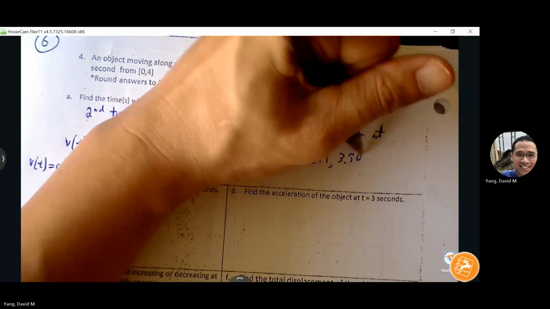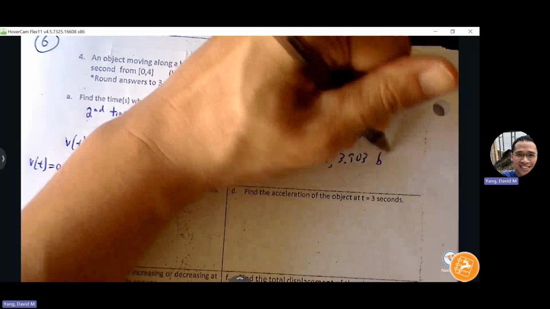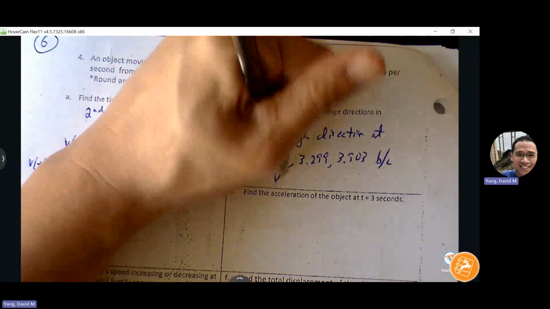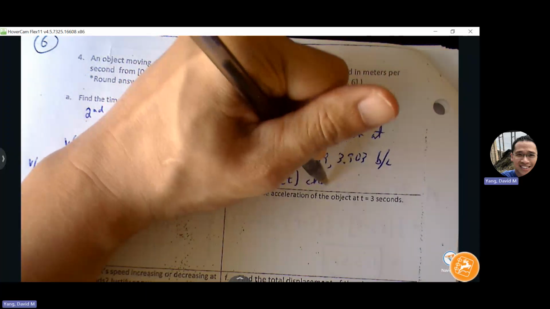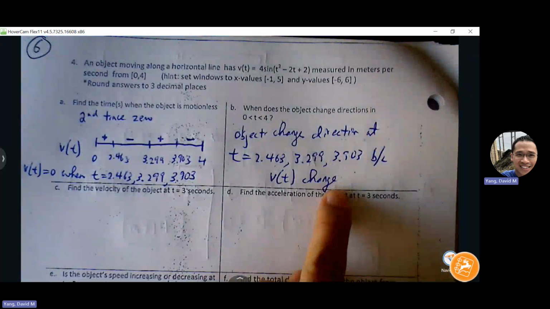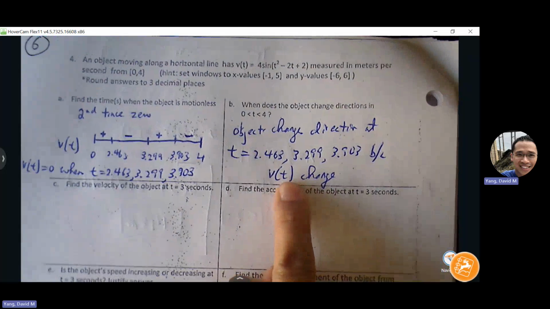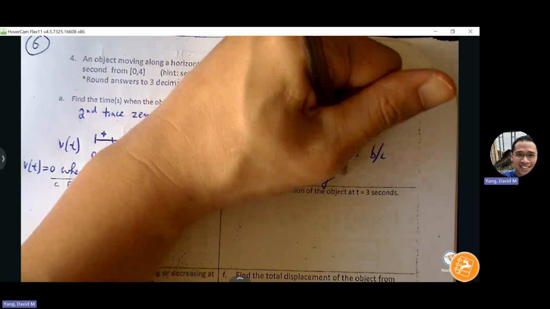Do I have to have a because statement? Yes, I'm looking for a because statement. Just say simply because v of t changes signs. Make sure you don't just say sign change, that you're actually naming what's actually changing signs. In this case, it's velocity. Okay.